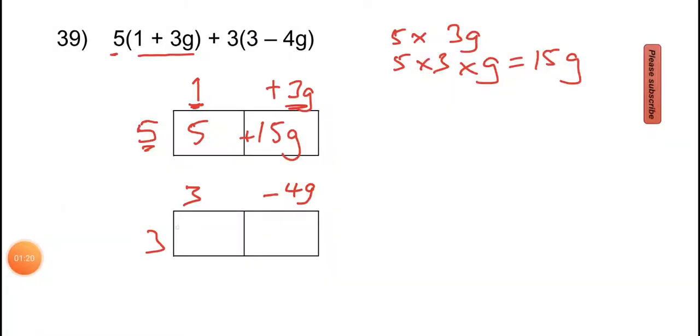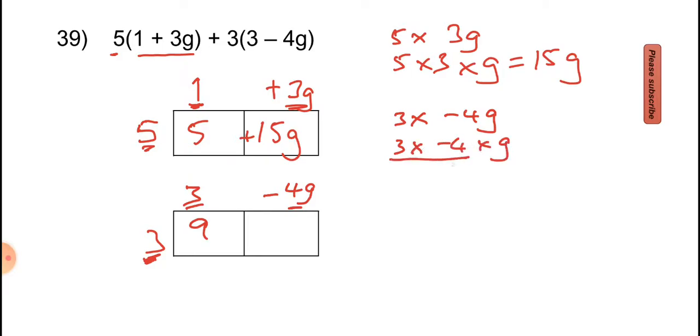So now inside this first box, I'm going to do 3 times 3, which is 9, and then we're going to do 3 times minus 4g. So if I write it here, 3 times minus 4g, which is the same as saying 3 times minus 4 times g. So 3 times minus 4 is minus 12, and then we're going to just times the g, so it will be minus 12g.